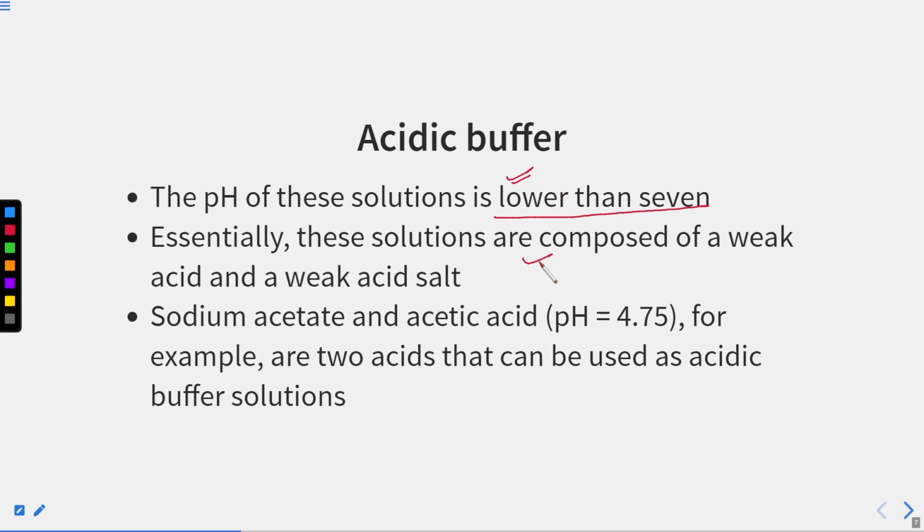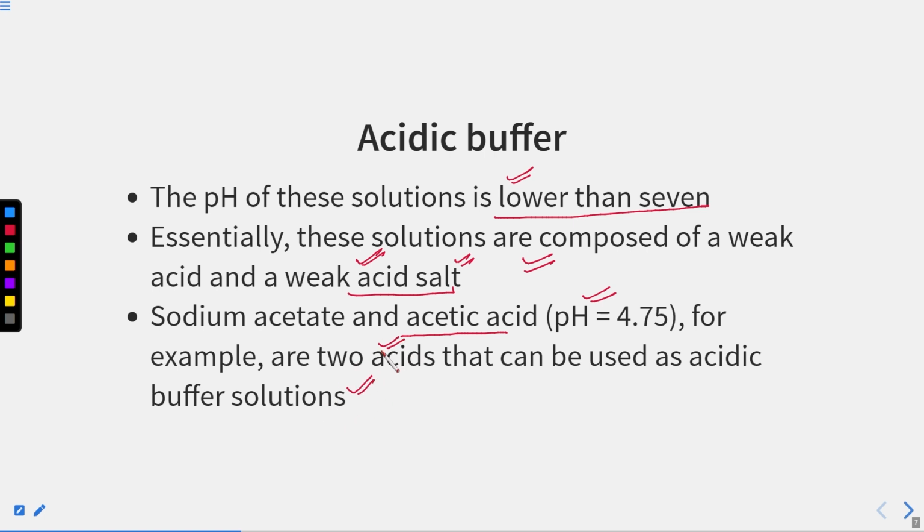Essentially, these solutions are composed of a weak acid and a weak acid salt. So you have to take two things, a weak acid as well as its salt. Like in the previous case, acetic acid and sodium acetate have been taken. Sodium acetate is the salt, whereas acetic acid is the weak acid. Now sodium acetate and acetic acid, pH 4.75 for example, are the two that can be used as an acidic buffer solution.